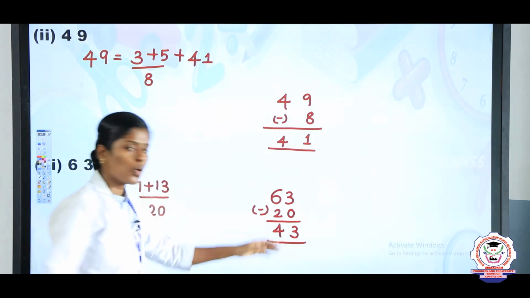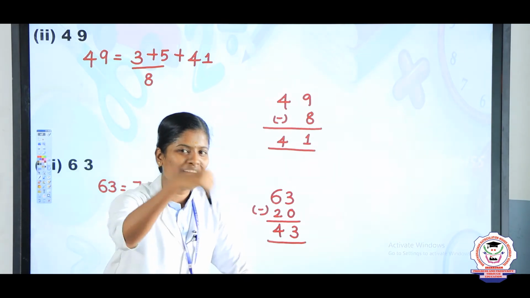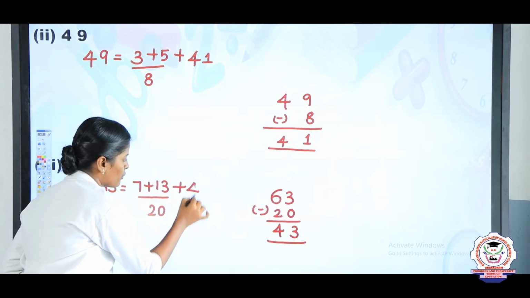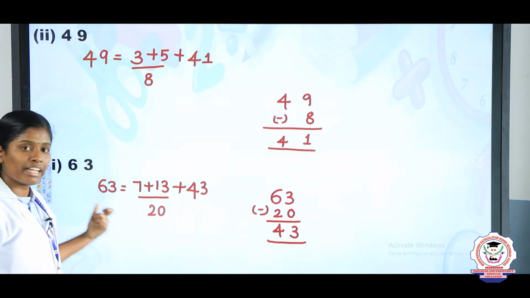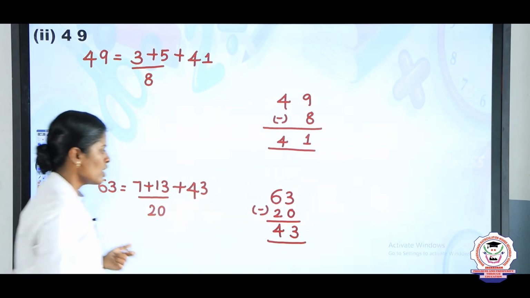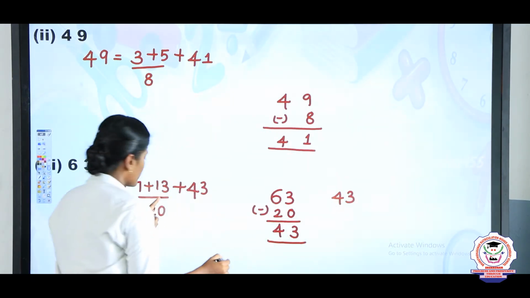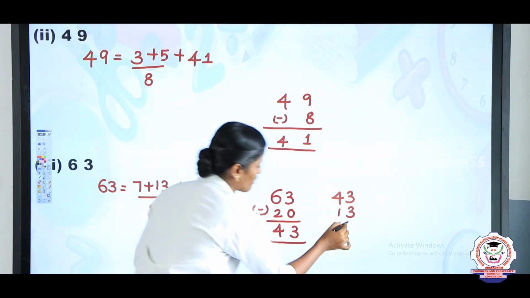Listen my children, is 43 an even number or an odd number? Very good. 43 is an odd number. If you take 43 plus 13 plus 7, the final answer is 63. So take 43, and then the next number is 13, and then the final number is 7.